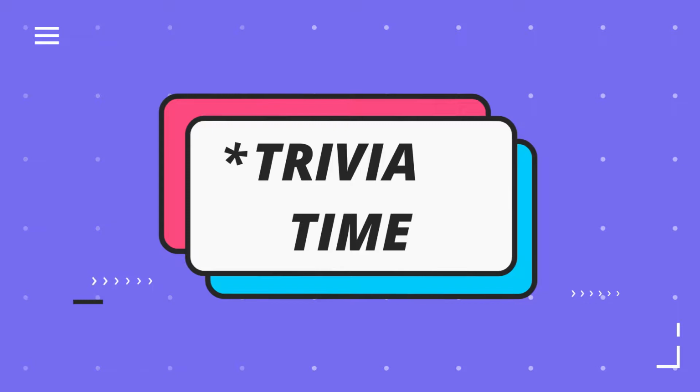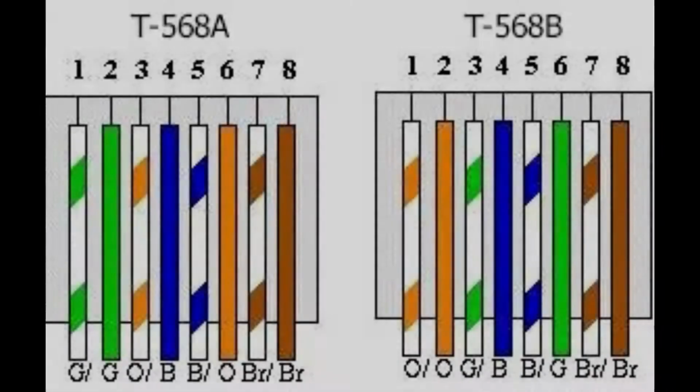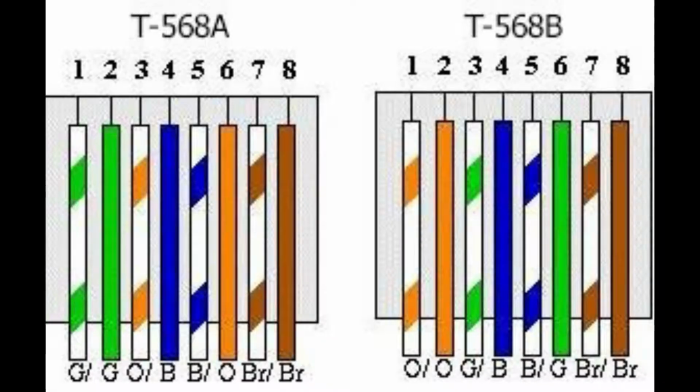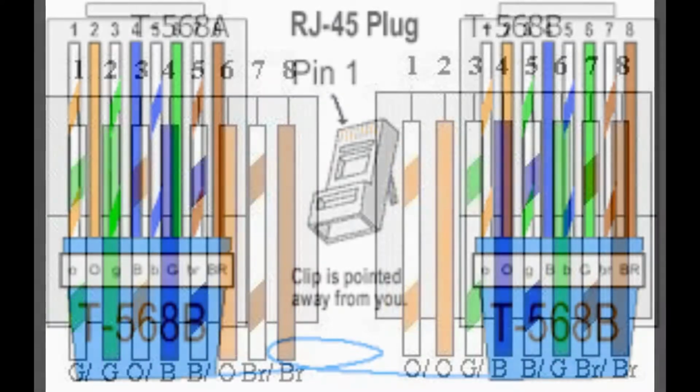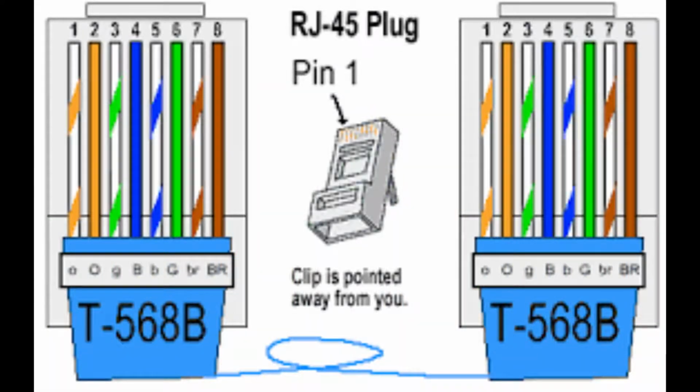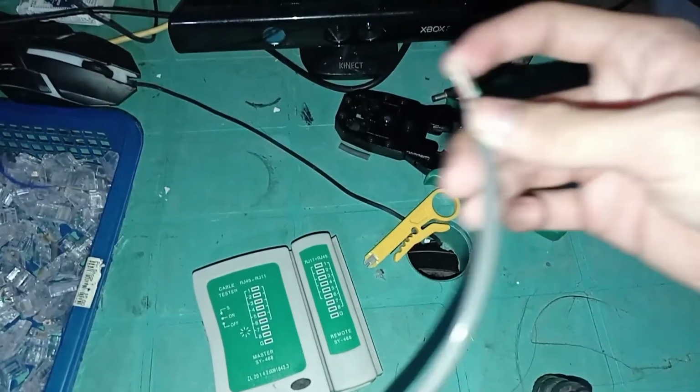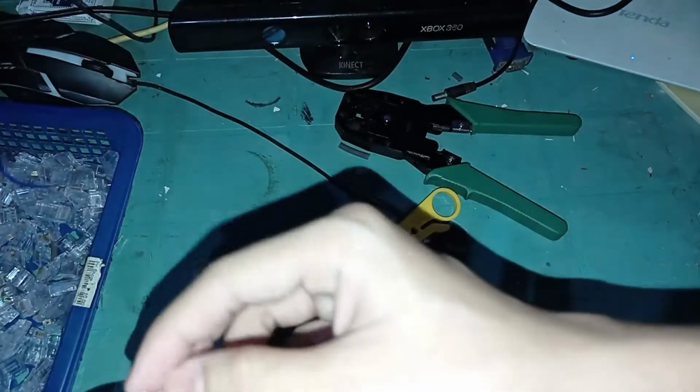Trivia time. Did you know that there are 2 types of wiring in UTP cable? The 568A and the 568B. In our case, we are going to use 568B because this is the most commonly used in our industry today.